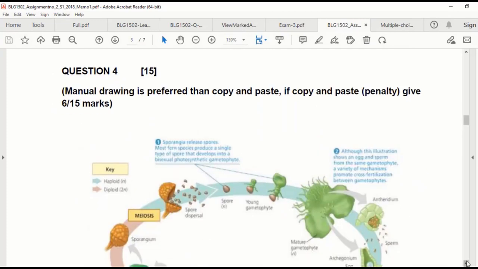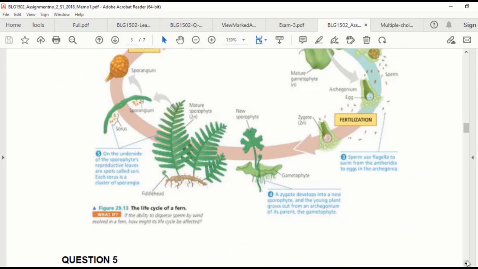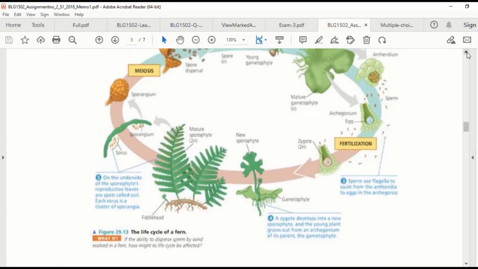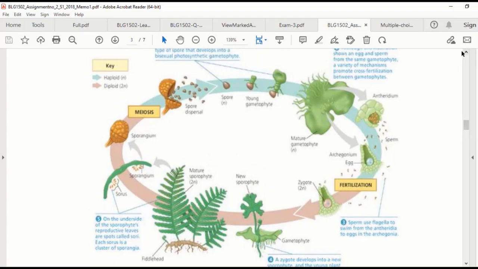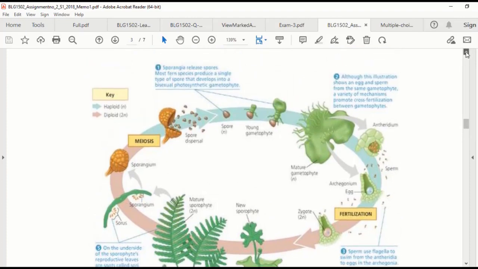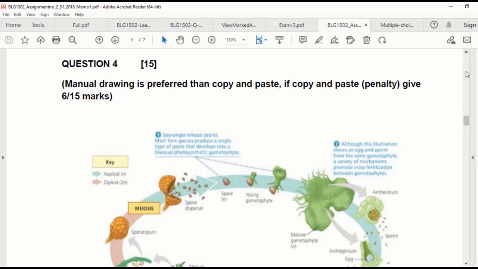Draw the structure of a fern and, by means of the life cycle of a fern, you're going to have to describe it. Remember, I told you that you also need to explain by means of arrows which one is coming to, which direction it is going. So manual drawing is preferred to copy and paste. If you copy and paste, the penalty will give 6 out of 15 marks.